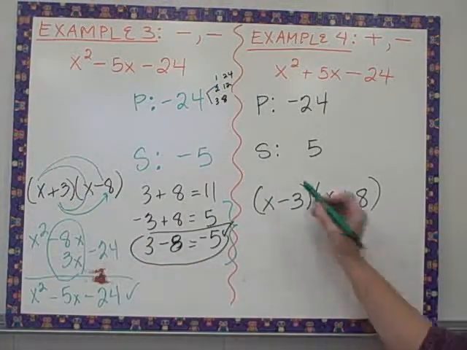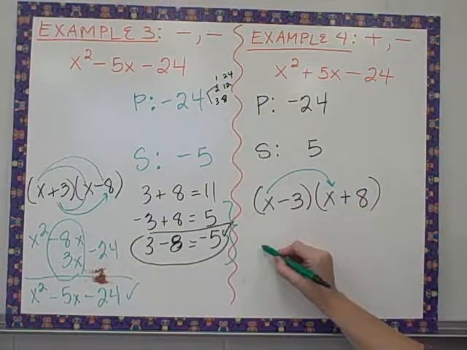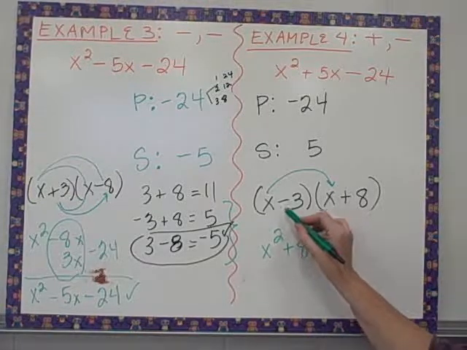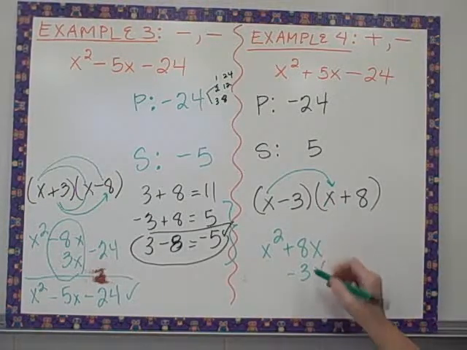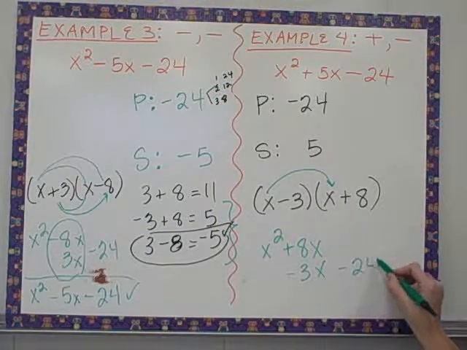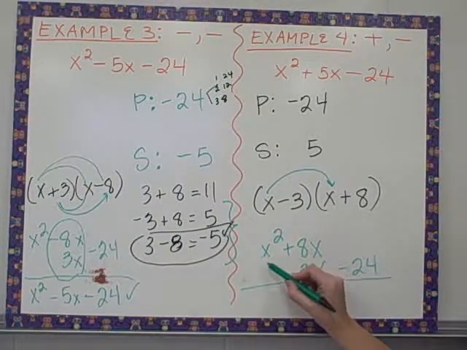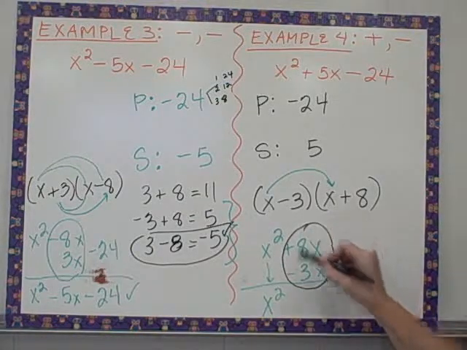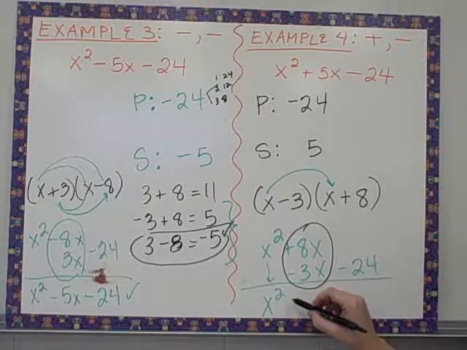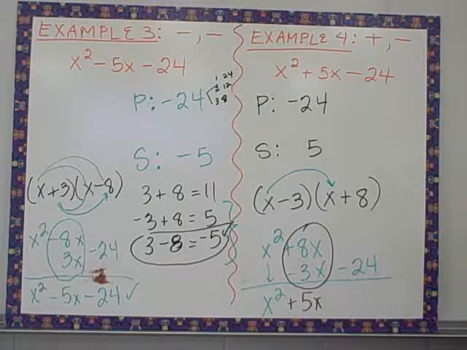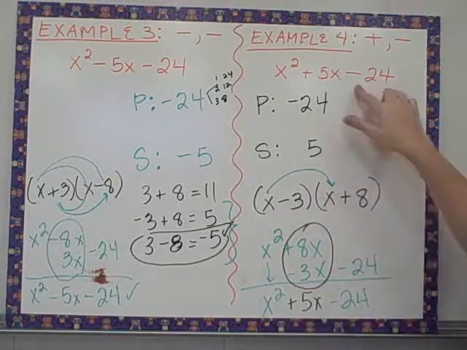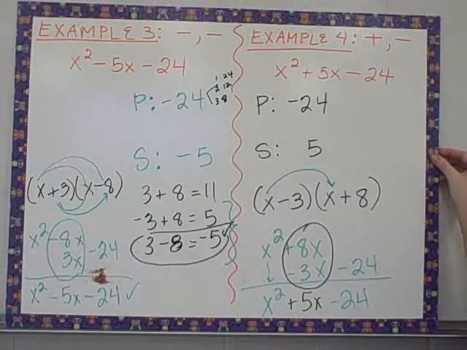So let's check this using our arrows. X times x, x squared. X times 8, 8x. Negative 3 times x, negative 3 times 8. Once again, bring down your x squared, and here's what would be my diagonal in my box. 8 minus 3 is positive 5, minus 24. So by just changing the sign in my factors, I have a different result. And this is the correct one, it matches my problem.